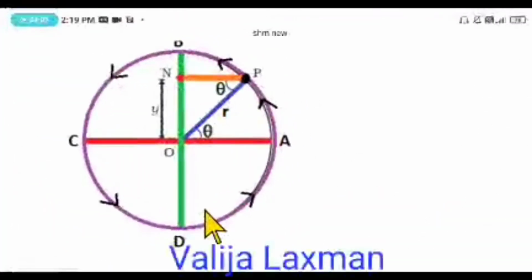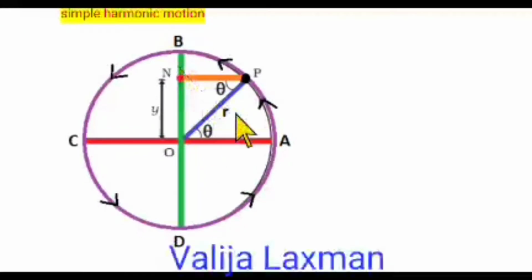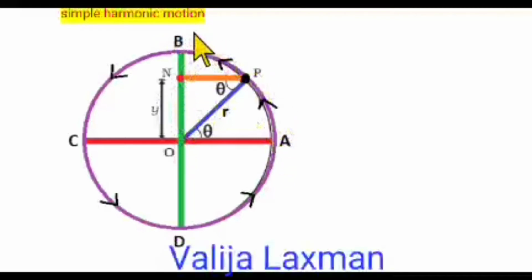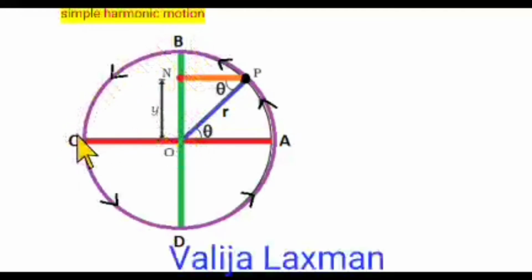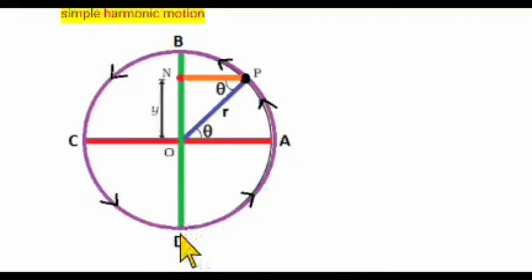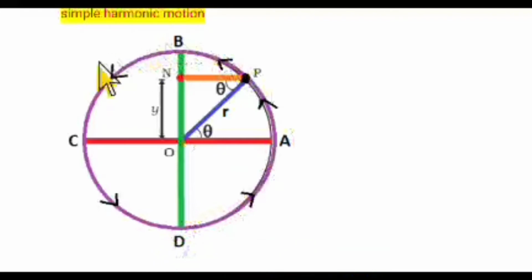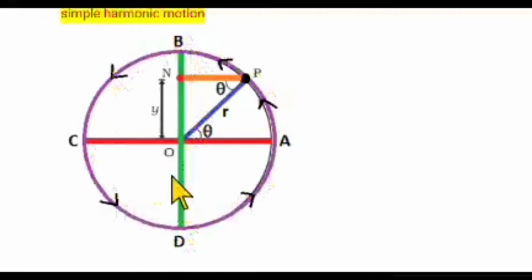This is the actual diagram. This is the foot of perpendicular. When the particle is going from A to B, the foot of perpendicular is going from O to B. When the particle is going from B to C, the foot of perpendicular is going from B to O. When the particle is moving from C to D, the foot of perpendicular is moving from O to D. When the particle is moving from D to A, the foot of perpendicular is moving from D to O. So by the time the particle completes one rotation, the foot of perpendicular makes one oscillation.